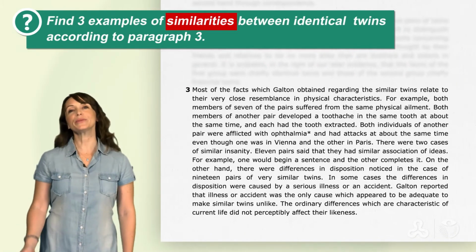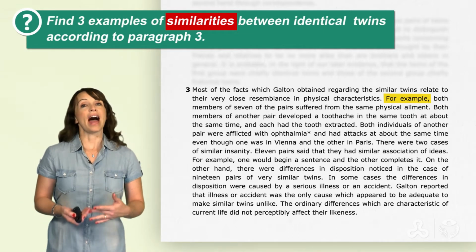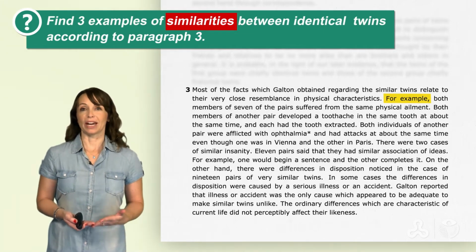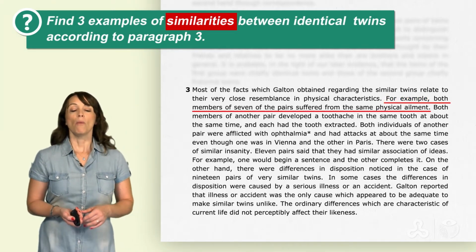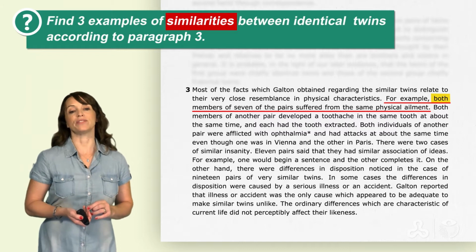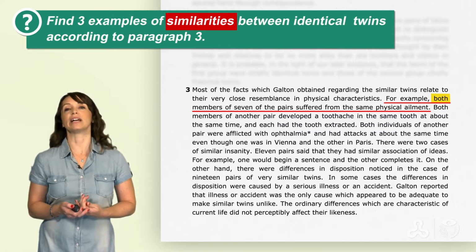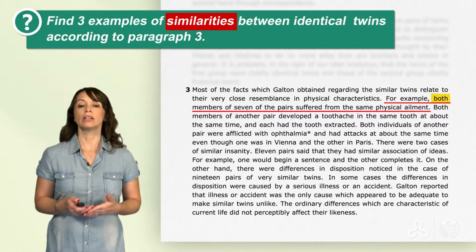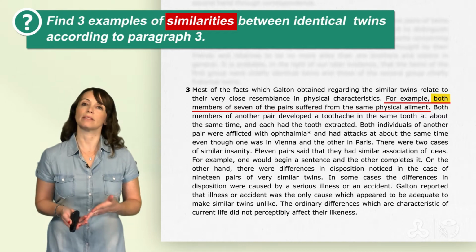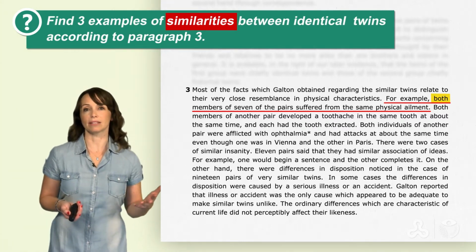Okay, so of course we have the keywords for example, לדוגמה. That really is helpful, okay? So then you continue reading. So here we already have the first example. Both members of 7 of the pairs suffered from the same physical ailment, כן? 7 זוגות סבלו מאותה מחלה פיזית. So this is one example of similarities between twins.